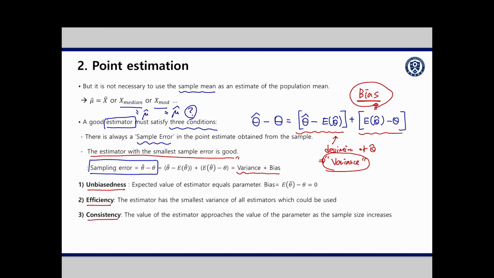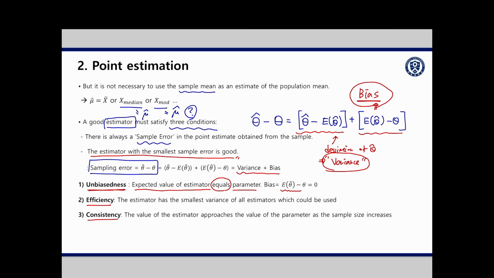Unbiasedness means the expected value of the estimator equals the parameter. The bias means the difference between the expected value of theta hat and theta. Then unbiasedness means the bias equals 0. That is, the expected value of theta hat equals theta.